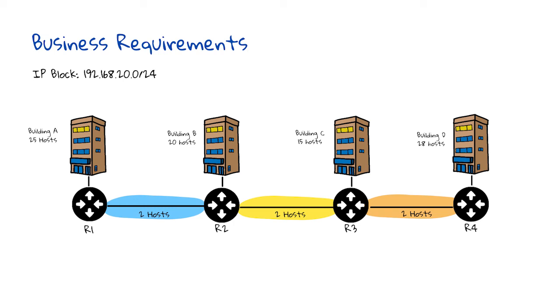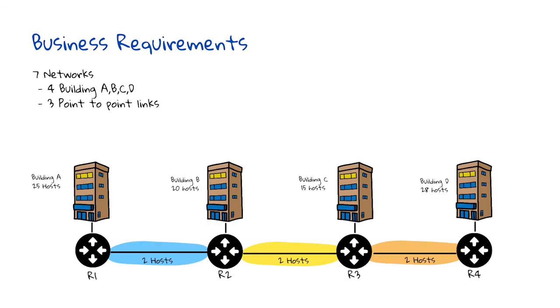Now, as you can see from our diagram, we need to ask ourselves the 5 questions of subnetting. In this case, we are going to need 7 networks, 4 for buildings A, B, C, and D, and 3 point-to-point links between the routers. The first question that we need to answer is, how many bits do we need to borrow to get 7 networks? Remember, our formula is 2 to the power x, where x is the borrowed bits.